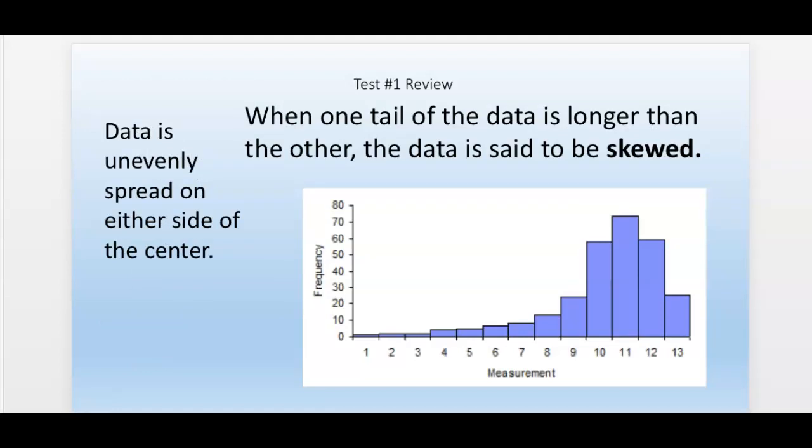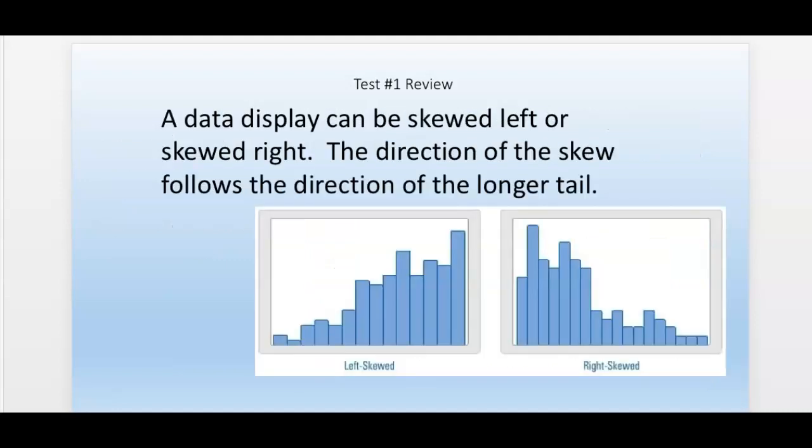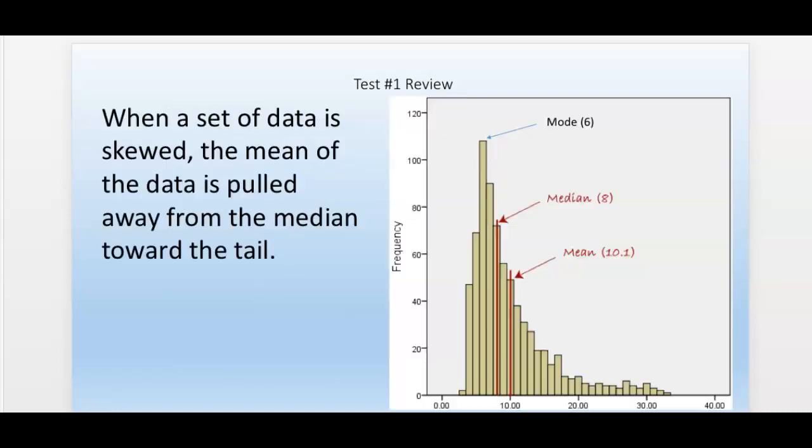Sometimes data has a tail like this. It's called skewed. It's unevenly spread on one side versus the other. One tail is much longer than the other, and the skew goes toward the tail. So the direction of the skew follows the direction of the longer tail in the data. And when that happens, the mean is pulled toward the tail, away from the median. The mean is pulled toward the tail further than the median.